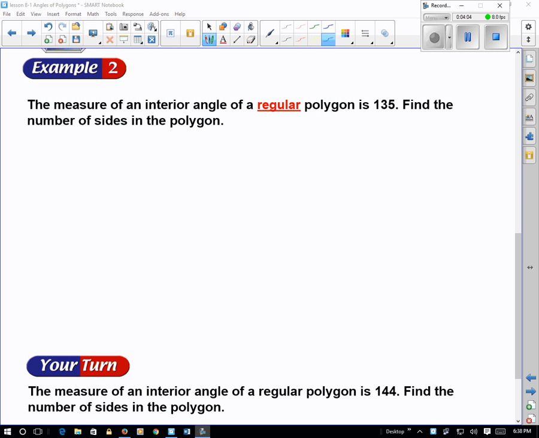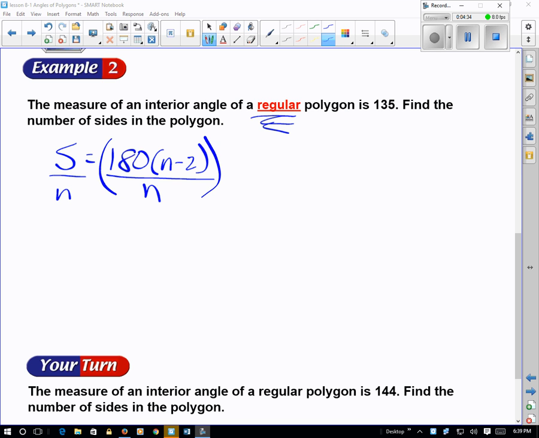Now we're going to adapt that formula just a little bit for the measure of one interior angle of a regular polygon. So if we have a regular polygon, we know all the angles are the same, so we can take the sum of the angles, which we know is 180 times n minus 2, and divide that by the number of angles, which is n. So we get the measure of one angle of a regular polygon is 180 times n minus 2, divided by n.